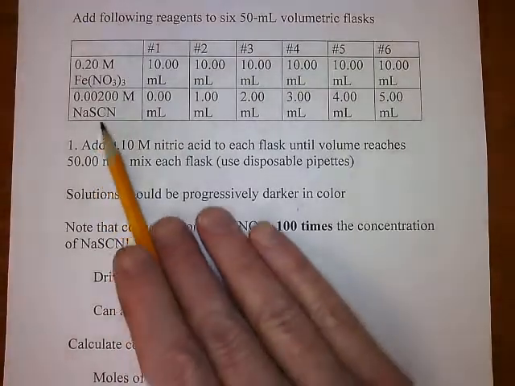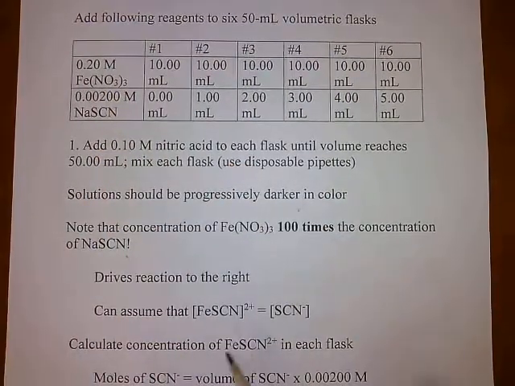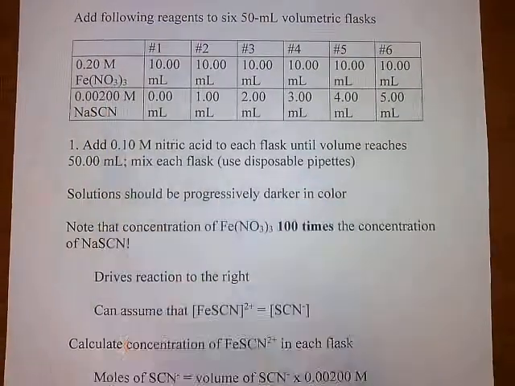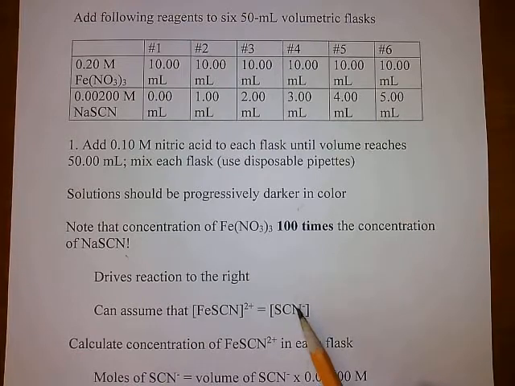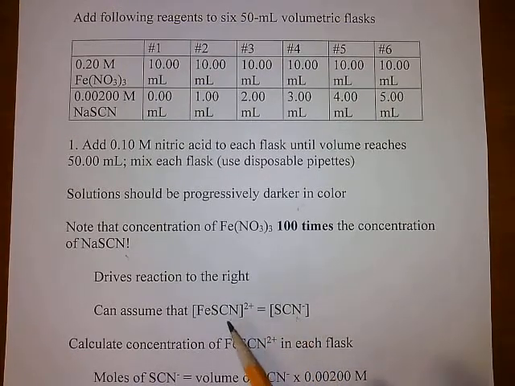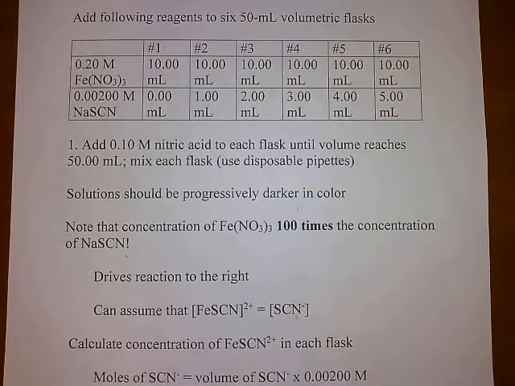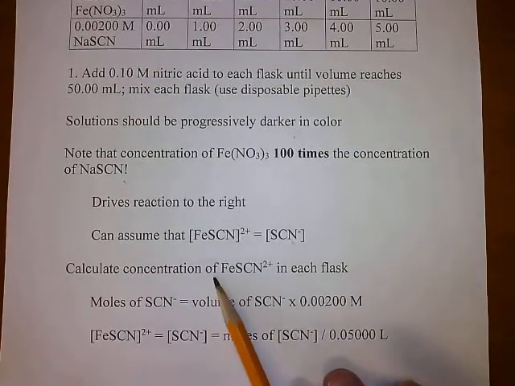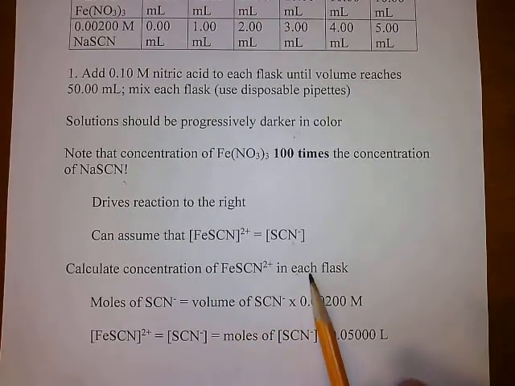We're also assuming, by making the iron concentration so much bigger, that however many moles, or your concentration, of your complex ion is the same as the initial moles of thiocyanate. In other words, by making the iron concentration so big, there will be very little of this in solution. The thiocyanate will be almost exclusively used to make the iron thiocyanate complex. So we're going to calculate the concentration of iron thiocyanate in each flask.